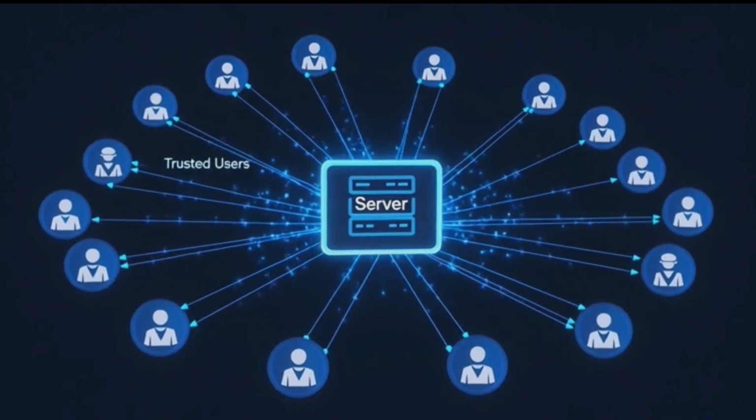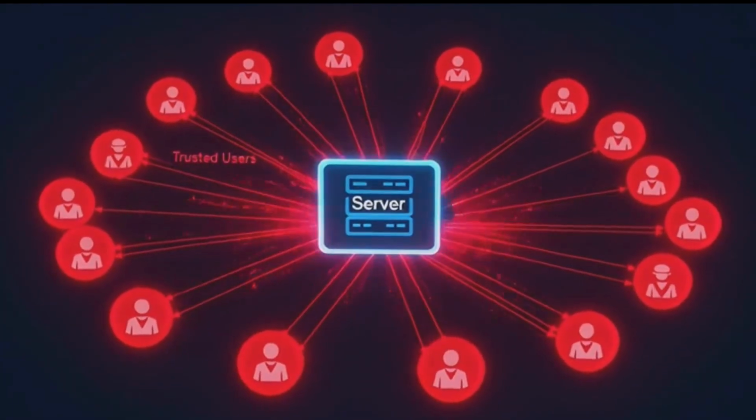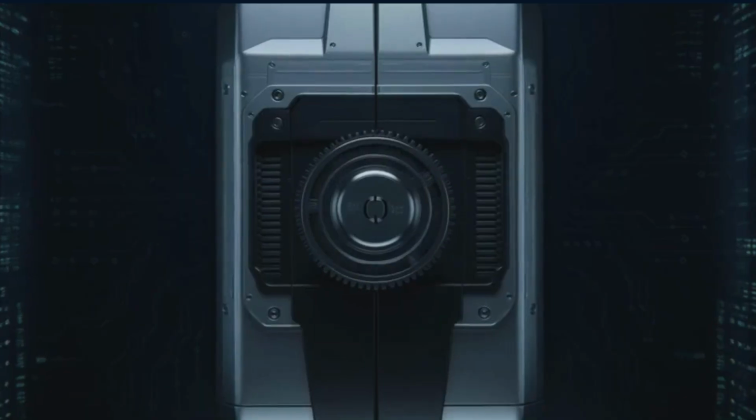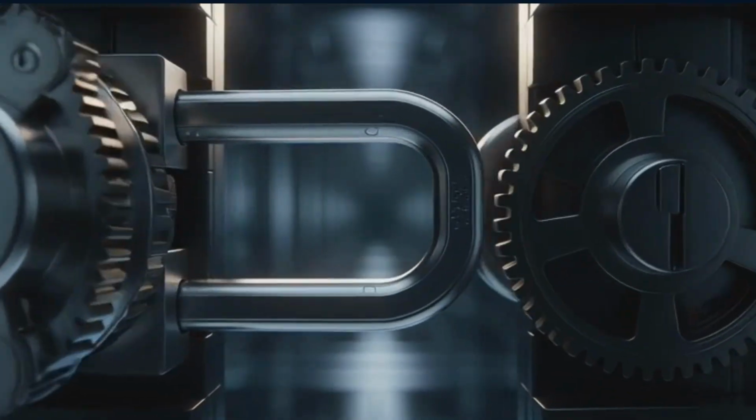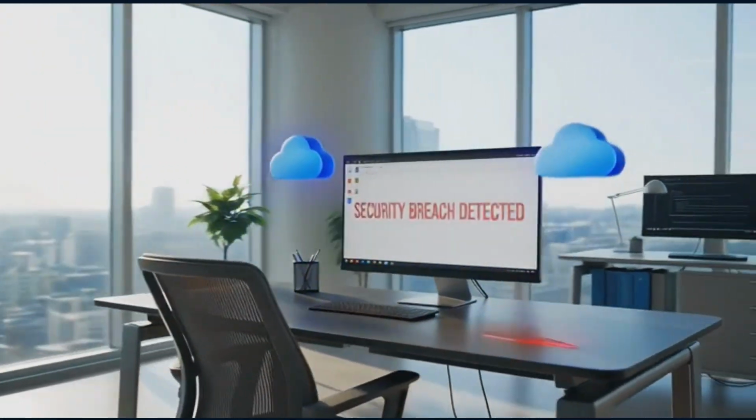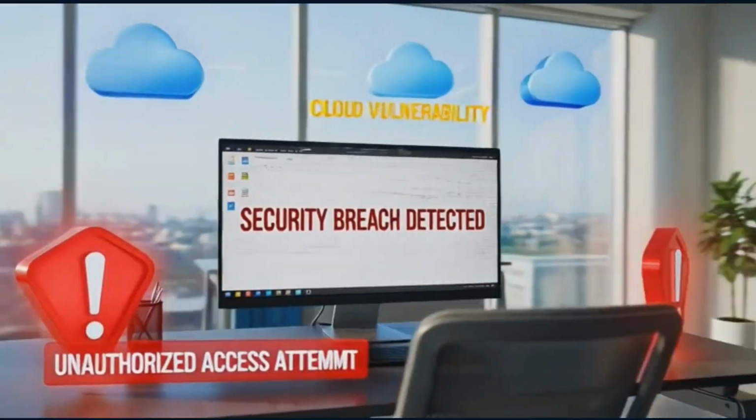Most cyber attacks today don't start with hackers breaking in. They start with stolen credentials, trusted devices, or insider access. So why does security still fail, even with firewalls and passwords? That's where zero trust comes in.